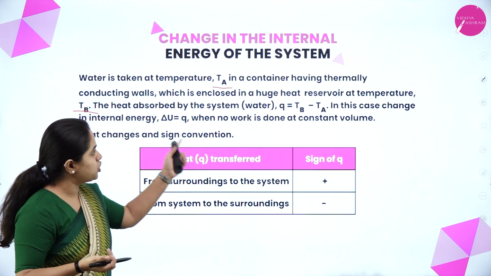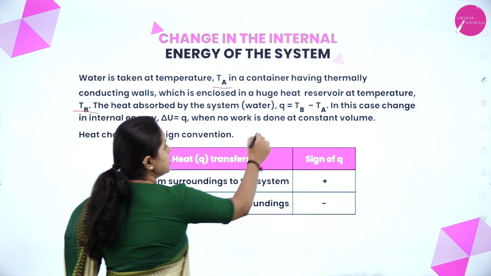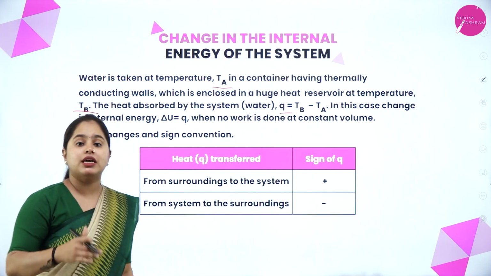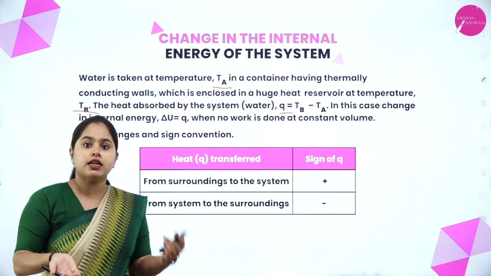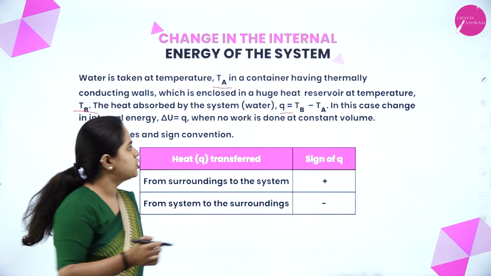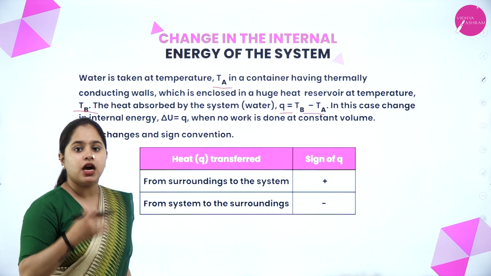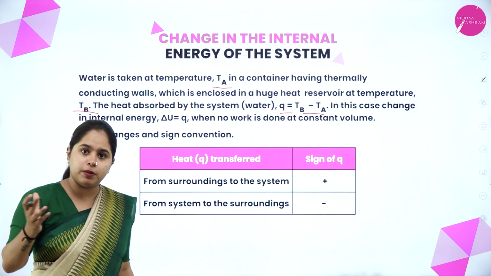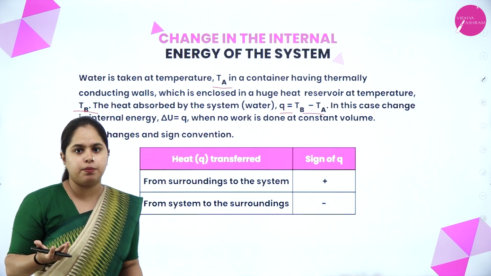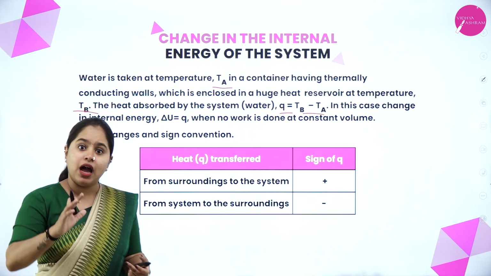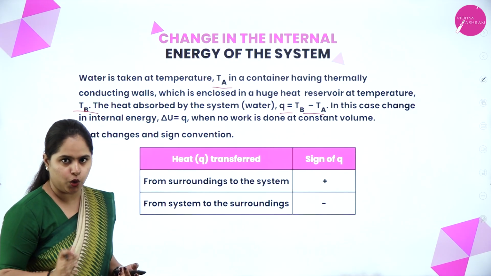The heat absorbed by the system, given by the symbol Q, will depend on the temperature difference, that is, it will be proportional to T_B minus T_A. How much heat is being absorbed will be based on the difference in temperature between the system and the reservoir that I have taken. I hope it is clear.